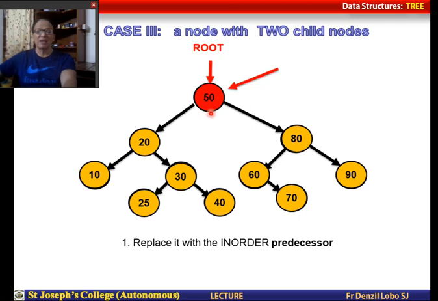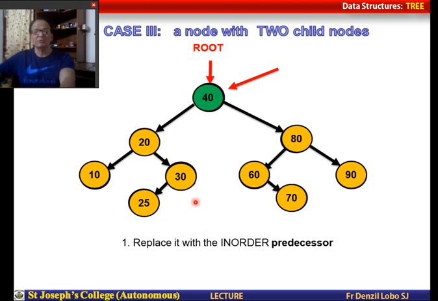Whenever we have a node with two child nodes, what we do is we replace it with the in order predecessor. In this case, as you see, the in order predecessor is 40. So then I replace it with 40, and then I remove this child node. So this is how I do it.